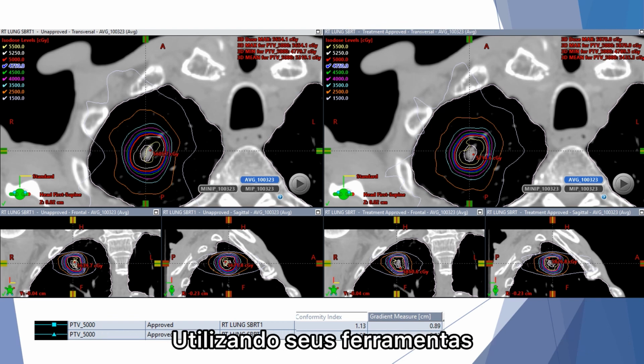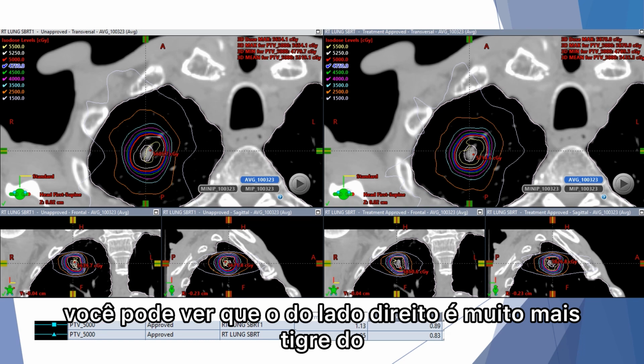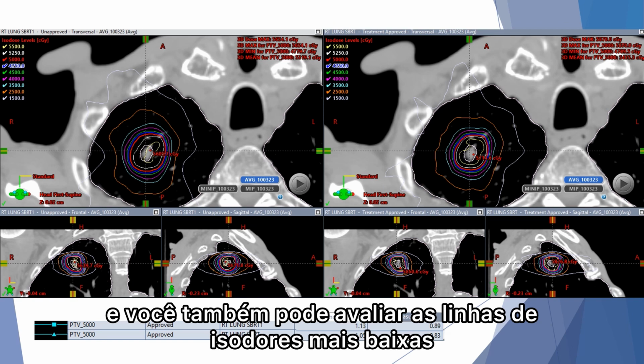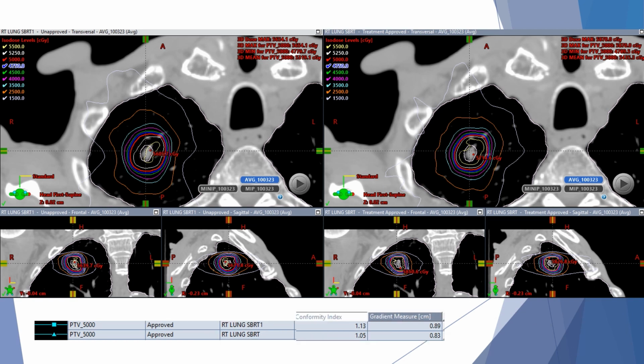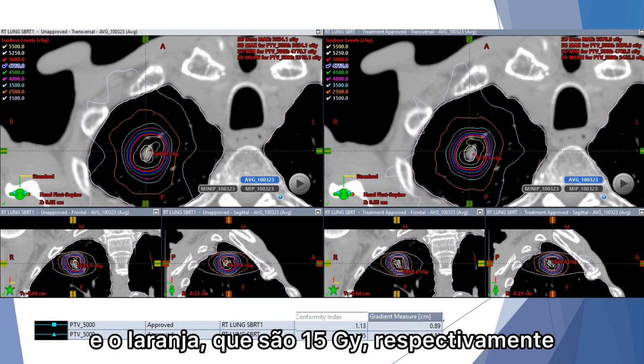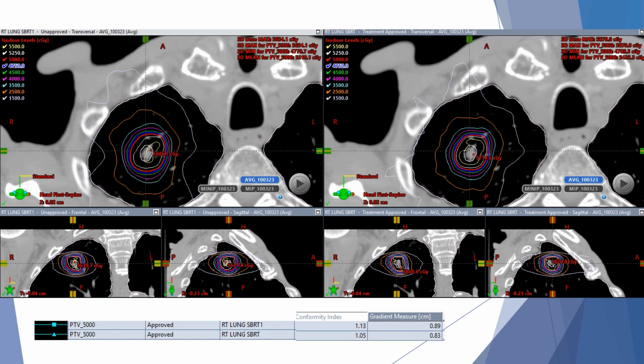So utilizing these tools, you can see that the one on the right is much tighter compared to the one on the left, and you can also evaluate the lower isodose lines of the orange, which is 25 gray, and the lavender, which is 15 gray, respectively.